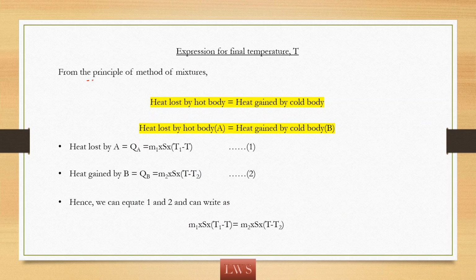So what is the principle of method of mixtures? Heat lost by hot body is nothing but heat gained by the cool body. Here A is the hot body and A lost the heat energy. B is the cool body and it gained the heat energy. And if we assume there is no heat loss, heat lost by hot body is equal to heat gained by the cool body. So from equation 1 and 2 we have the heat lost by A and heat gained by B. So from this principle I am equating these both and I can write M1 into S into T1 minus T is equal to M2 into S into T minus T2.